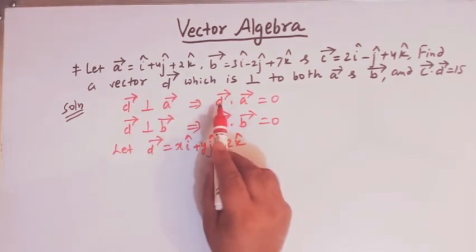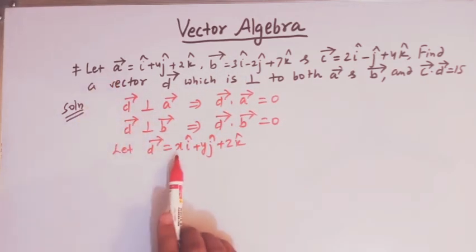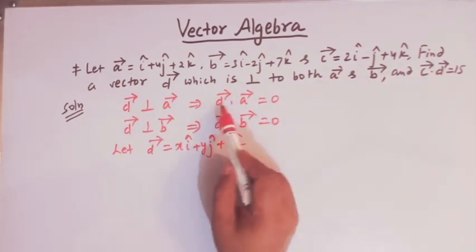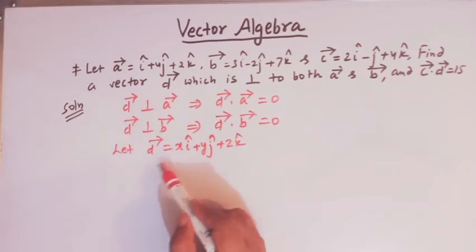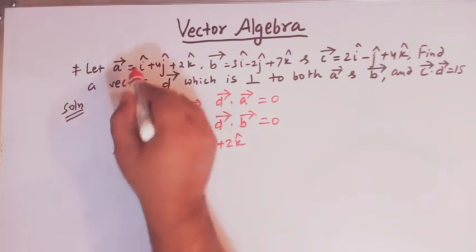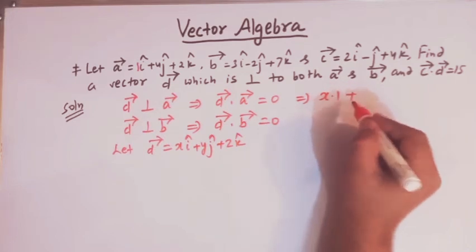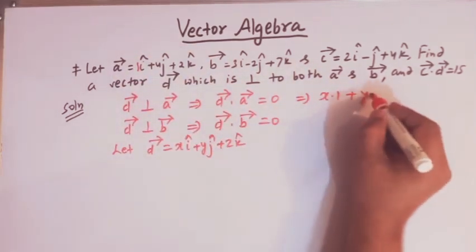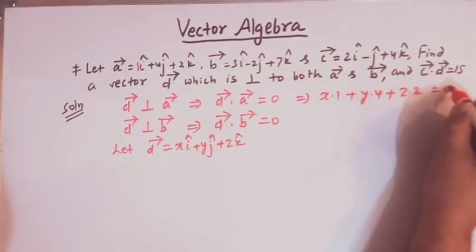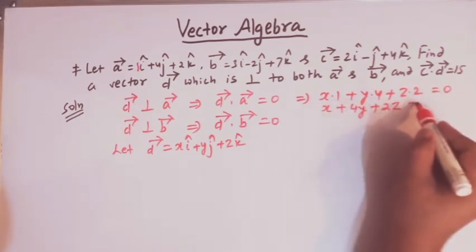Now vector D dot vector A, here we have vector A and here we have vector D, and we know that if we wish to find the dot product of two vectors, then their corresponding components are multiplied and then we add them. So here we have x times 1, plus y multiplied by 4, and then z multiplied by 2, right? This is equal to 0. So this can be written as x + 4y + 2z = 0.